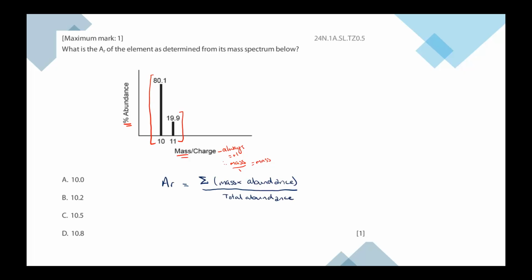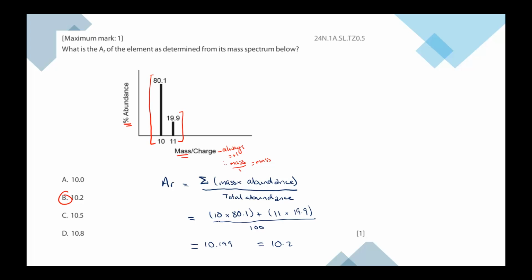So we use an equation for this: the relative atomic mass equals the sum of the mass times abundance, divided by the total abundance. Let's have a look at what that looks like. In this case it's 10 times 80.1 plus, because it's the sum of, 11 times 19.9, divided by 100, because these two numbers add up to 100. If they didn't, we'd have to change it, but as a percentage, it's always going to add up to 100. That gives us 10.199, or 10.2, which means our answer is B.